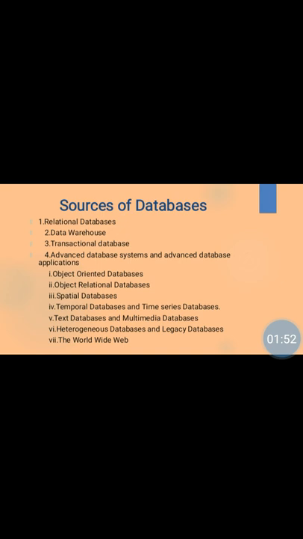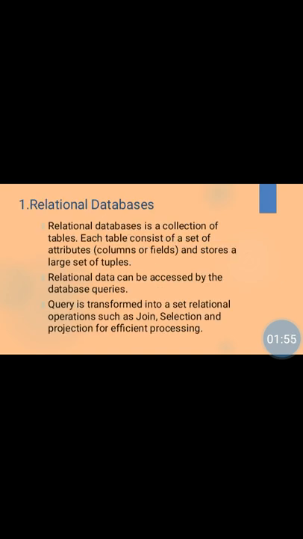Relational database. Already you had studied RDBMS in second year BSc Computer Science, so you have to recall the terms that you had studied in databases. Okay, so a relational database is a collection of tables. Table is an entity. Each table consists of a set of attributes. Attributes are nothing but columns or fields, and a large set of tuples can be stored.